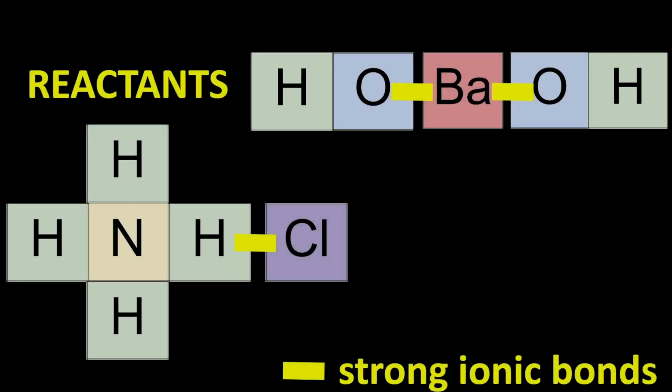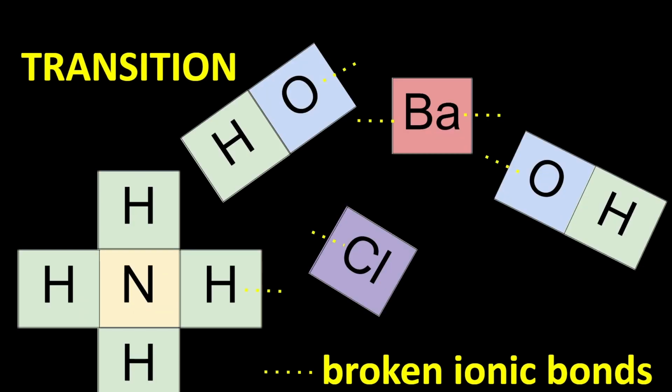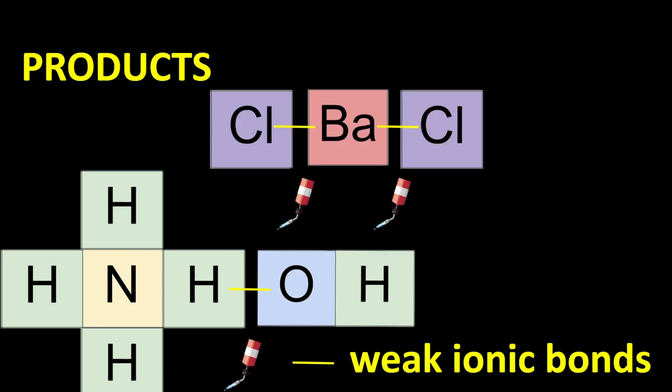So indicated again with these atom cards, strong ionic bonds connect ammonium chloride and barium hydroxide. The 3 blowtorches mimic the severing of these ionic bonds. Once these ionic bonds are broken, we've reached a transition state, which enables new connections to be made. These new connections are evident from the formation of barium chloride and ammonium hydroxide, held together by weaker ionic bonds, which results in a lower amount of energy release, as indicated by these smaller 3 blowtorches.